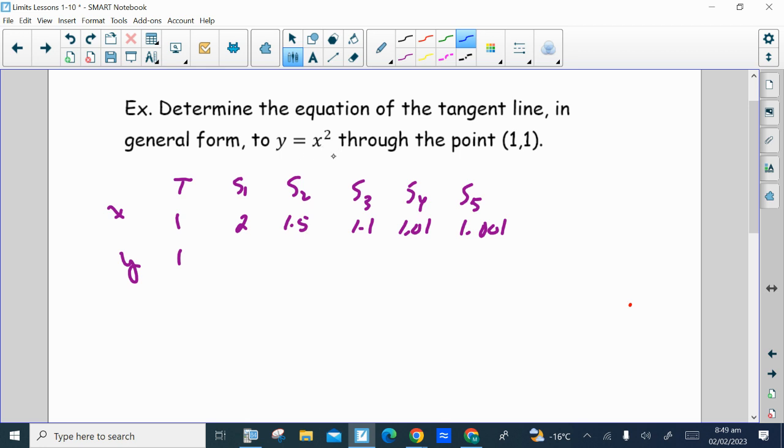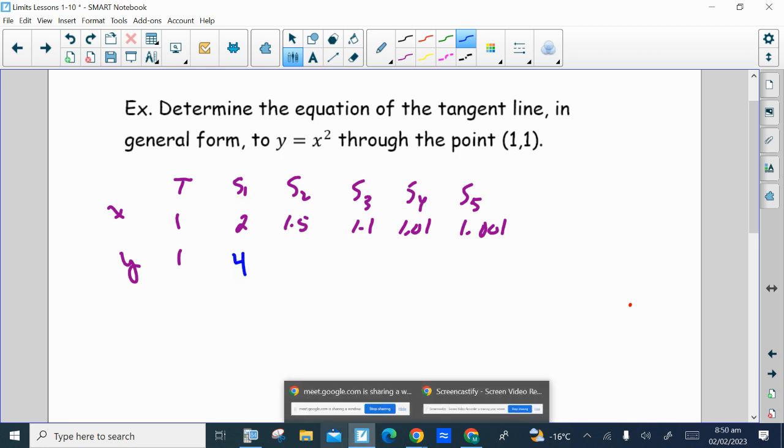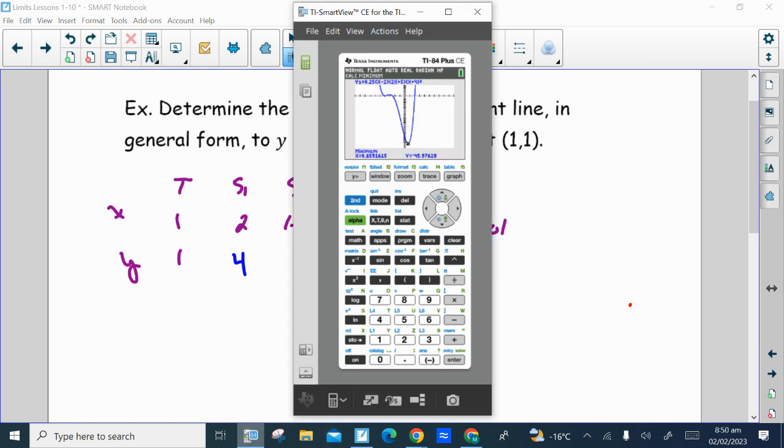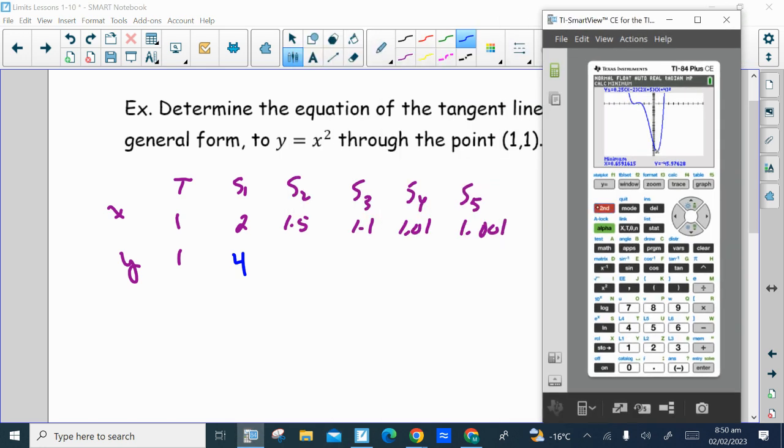So the equation is y equals x squared. These are all points on the curve. So I'm going to use this equation to generate my y values. When x is 2, 2 squared is 4. When x is 1.5, when I square it, 1.5 squared is 2.25.